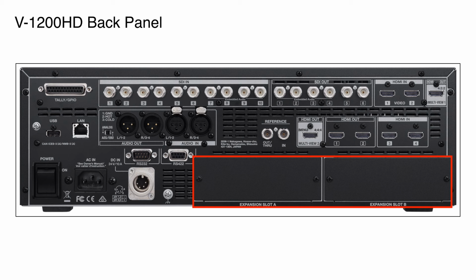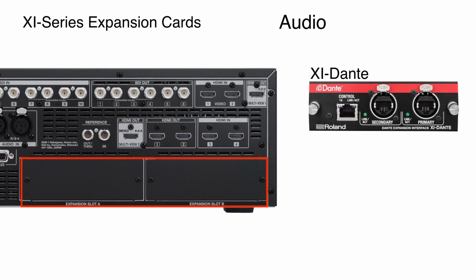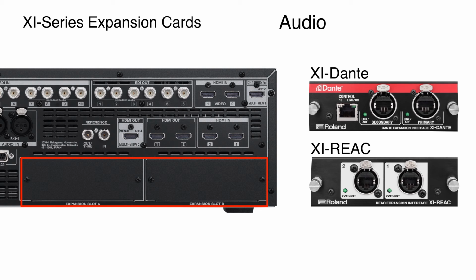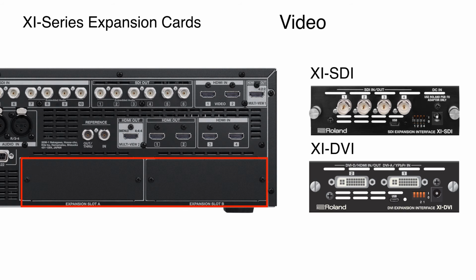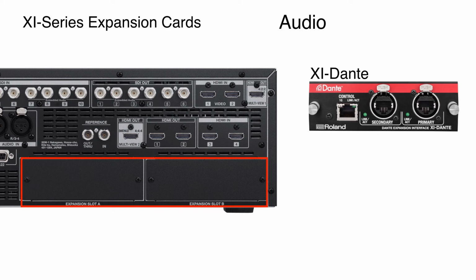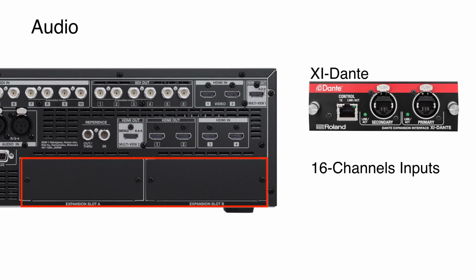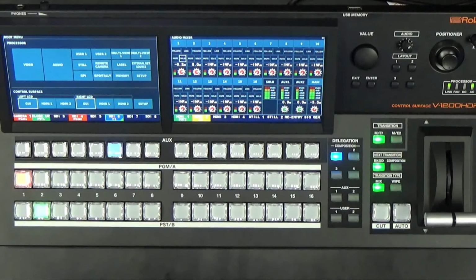The V1200HD supports two expansion cards for audio that include Dante and REAC, and two expansion cards for video that include SDI and DVI. Installing the XI-Dante expansion card in the V1200HD provides 16 inputs and 16 outputs at 48 kHz to and from your Dante-equipped device. Let's look at how to set up the XI-Dante card in the V1200HD.